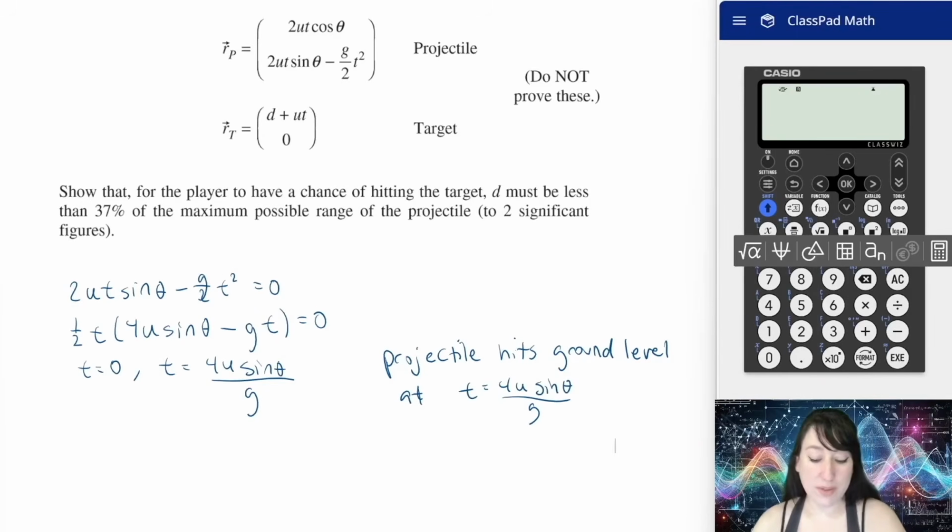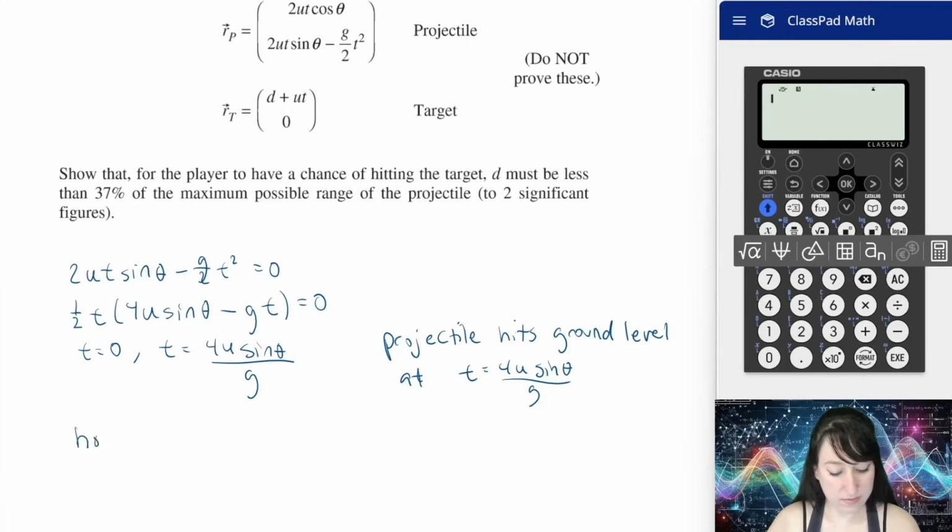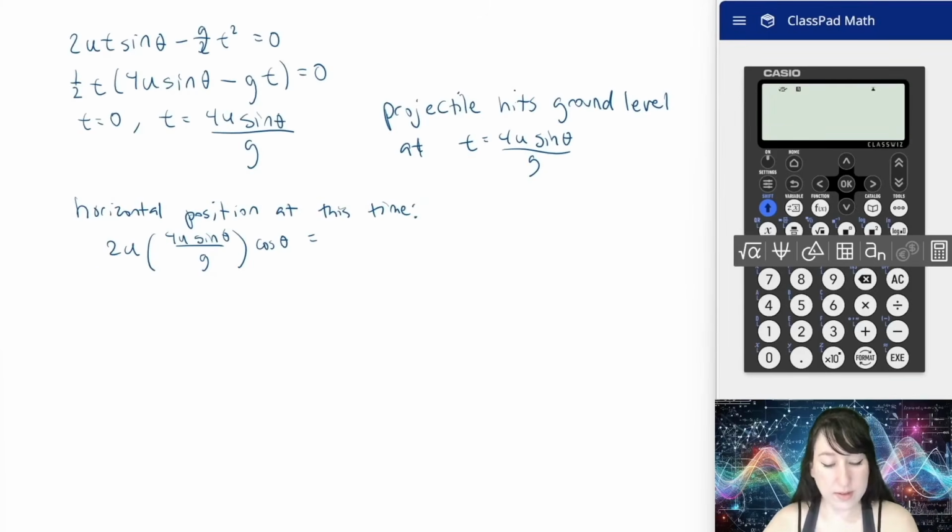Now, we want to know if the projectile hits the target, so we need to know its horizontal position at this time. So let's put this time into the horizontal component of the projectile. So this becomes 8u squared sine theta times cosine theta over g.